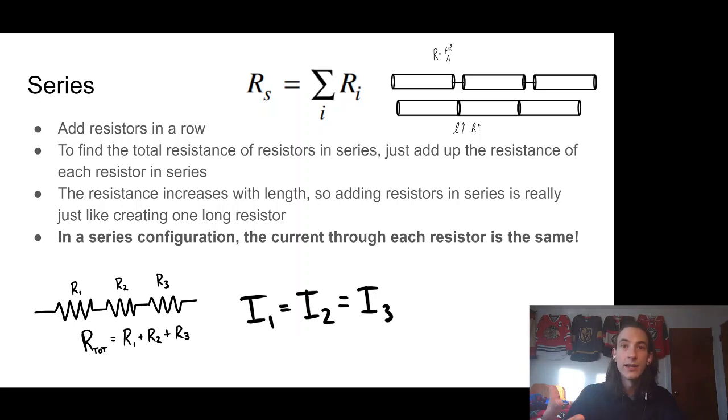And one main idea when we're dealing with series resistors: in a series configuration, the current through each resistor is the same. So again, the current has no choice. It has to go through one resistor, and then it has to go through the next because they're in a row and there's no other paths. So in series, the current through each resistor is the same.